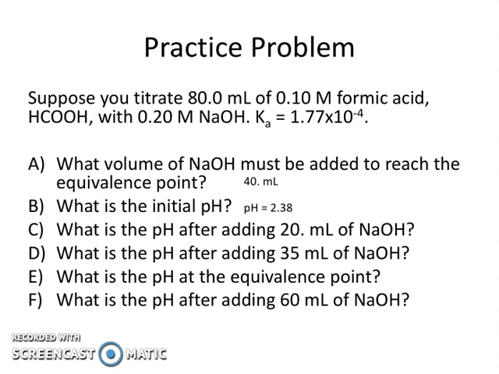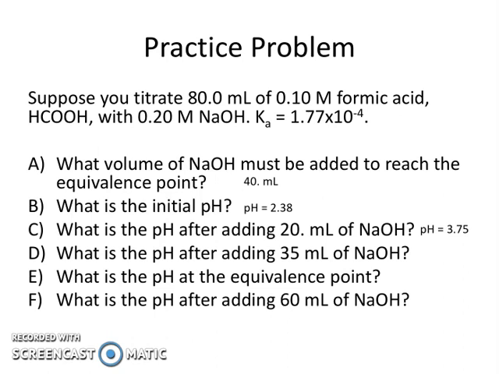Notice that 20 milliliters is half of 40 milliliters, which is when the equivalence point is. So this is the pH at the half equivalence point. Go ahead and pause the video again and take a minute to do that. Hopefully you guys got 3.75, and this is just the pKa because at the half equivalence point, the pH equals the pKa. So 3.75 is the answer there.